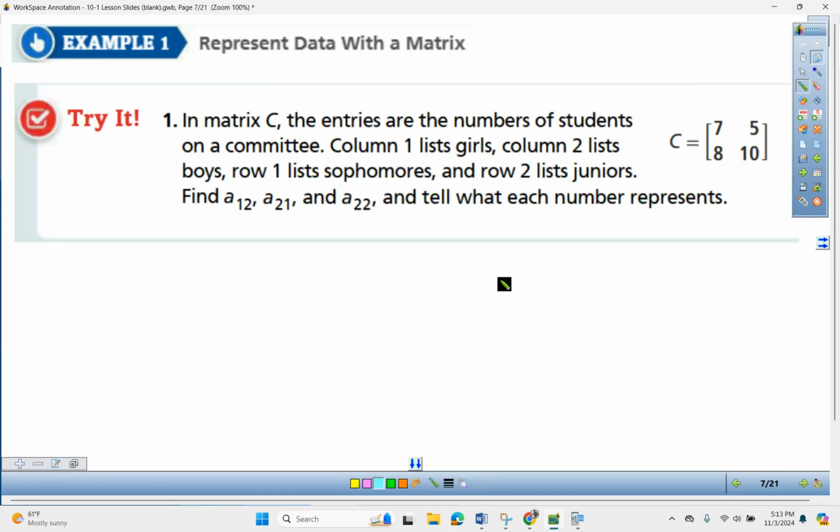All right. So, okay, now try it. So they've given you another matrix, okay? And they've told you what the pieces are. Column 1 lists the girls. Column 2 lists the boys. Row 1 lists the sophomores. Row 2 lists the juniors. And they want you to find each one of these elements, okay? And tell what each number represents. Okay, so let's pause that video right now and answer those questions.